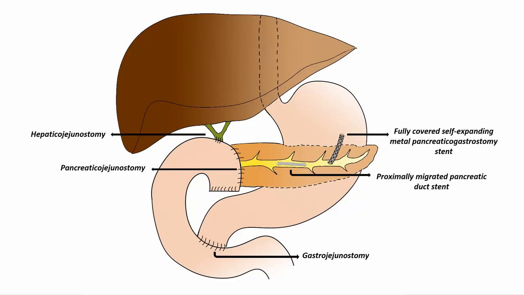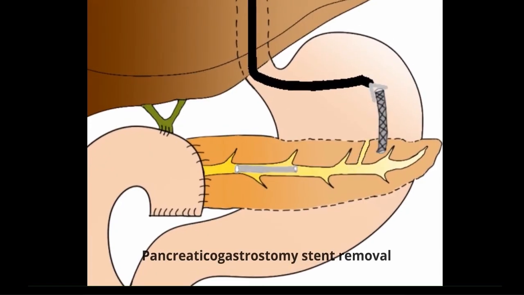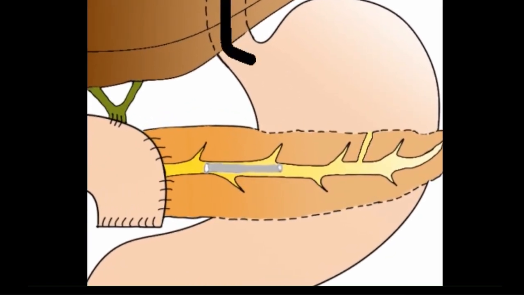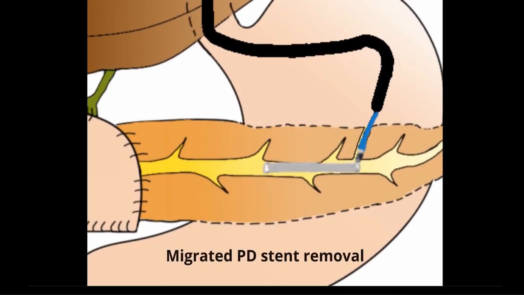Here we present a pictorial representation of the patient's anatomy and the migrated pancreatic stent in relation to the pancreaticogastrostomy stent. This video demonstrates our approach to removal of the migrated pancreatic duct stent after stage dilation of the pancreaticogastrostomy site.